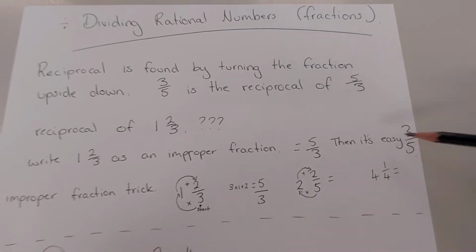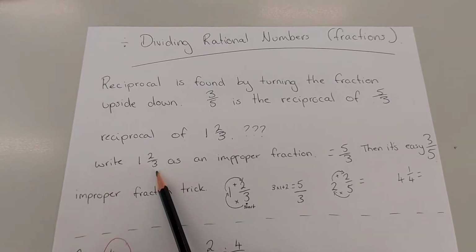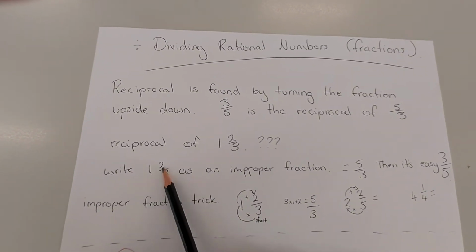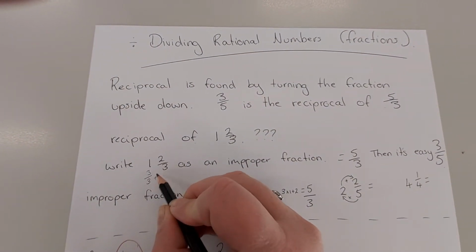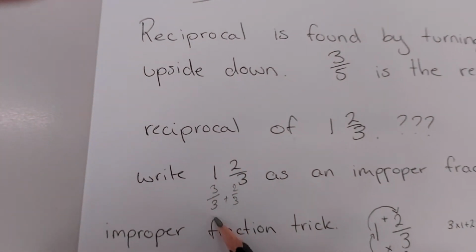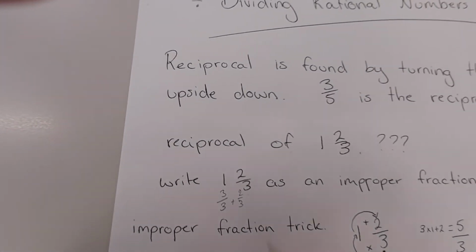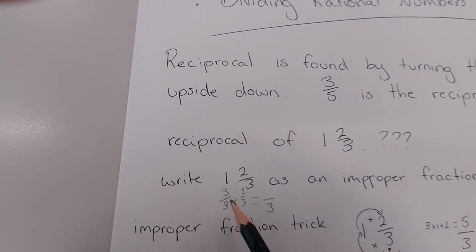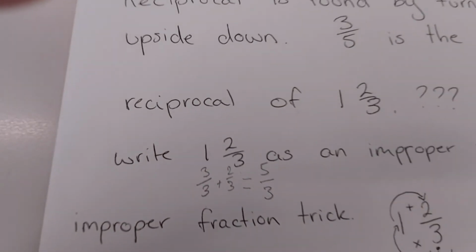Just because I'm whizzing through, I realised I didn't cover again how to change fractions to an improper fraction. So if you've got 1 2/3, that's the same as having 3/3 plus 2/3, all right? Because 3/3 is the same as 1 whole, and we've got our 2/3 as well. So then we're just adding those up. It's all going to be over 3. We've got 3 and another 2 means we've got 5/3.